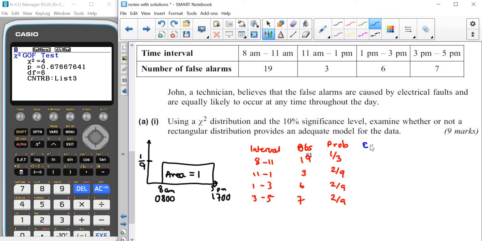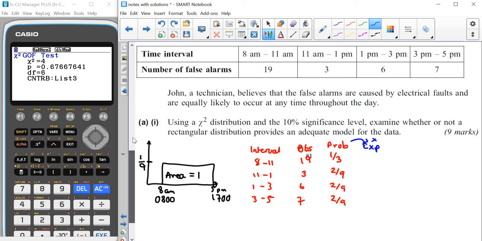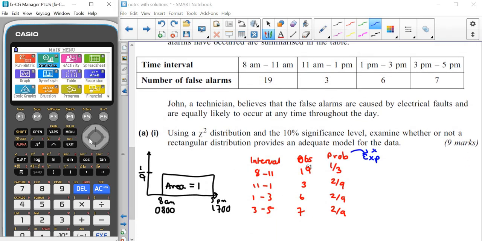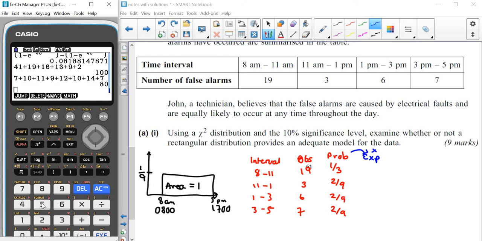So then to get our expected outcomes, we need to times by the number of observations that we have. We're not told how many there are, so we're going to have to add our observed values together, which is 19 plus 3 plus 6 plus 7, which gives us 35. So we're going to times each of these by 35 to find our expected outcomes.